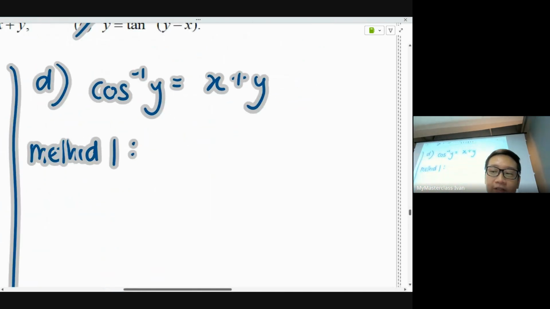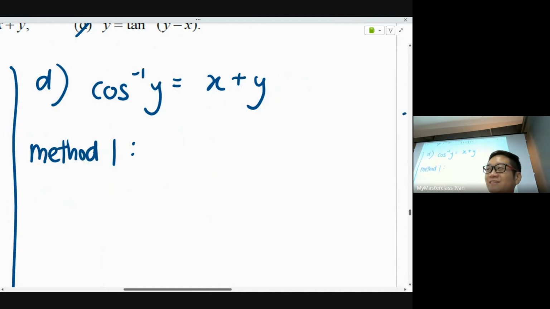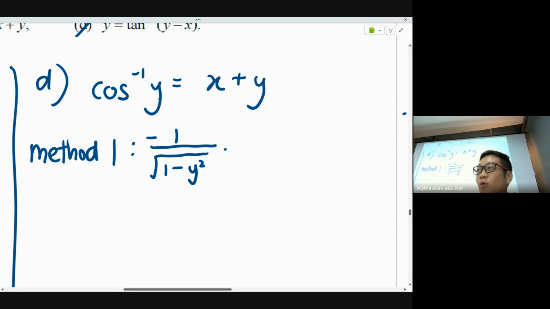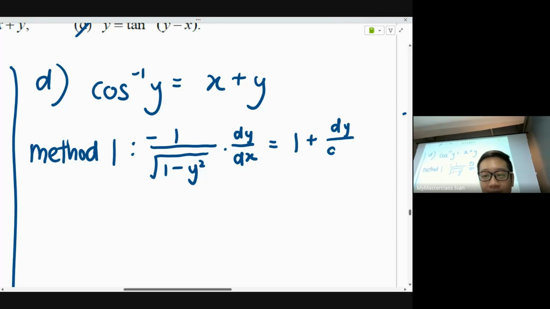Differentiate cosine inverse. Anybody can tell me? Differentiate cosine inverse is what? 1 over square root 1 minus y square, because the angle is y, right? But remember, differentiate the angle. The angle is y. Differentiate y becomes what? Dy dx. Just differentiate y becomes dy dx. Understand? Equals to x, differentiate x, 1 plus dy dx.